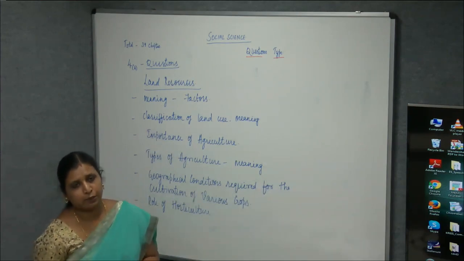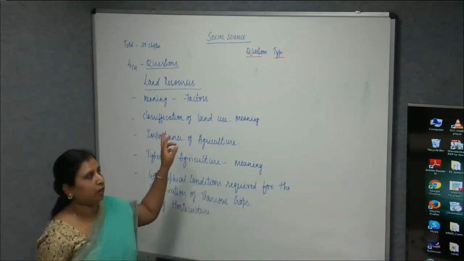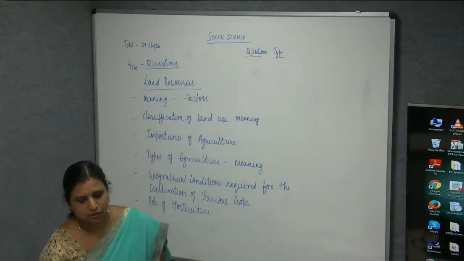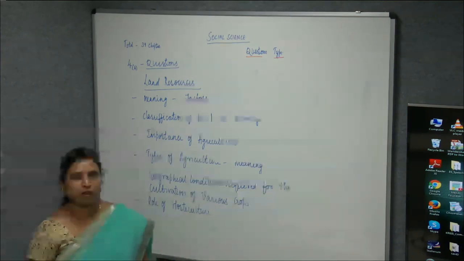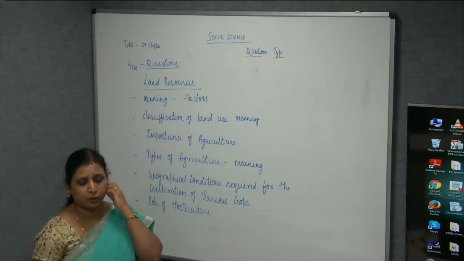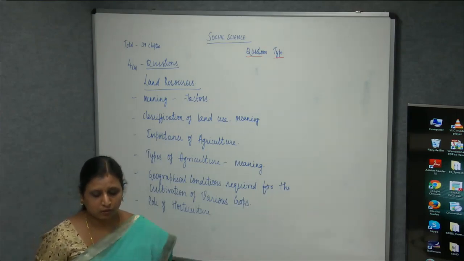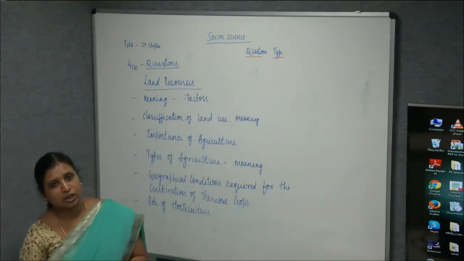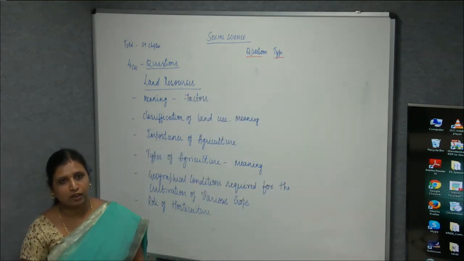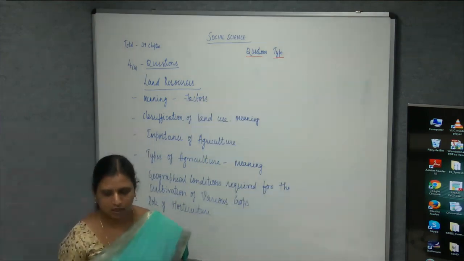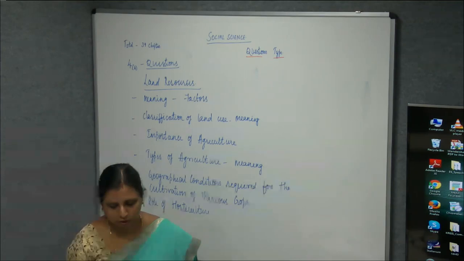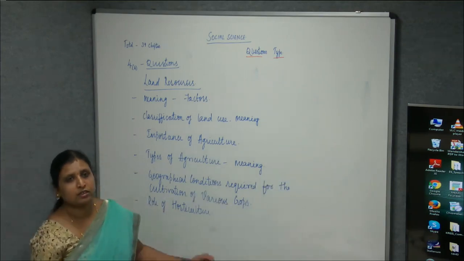So the first question is: give the meaning of land use and list the factors on which the land use depends. Okay, so we have to write the meaning of land use. The distribution of land for different uses or purposes such as forestry, cultivation, pastures, etc. is called land use or land utilization. Okay, so which are all the factors that it depends on?